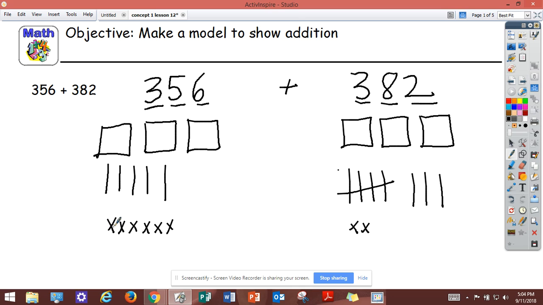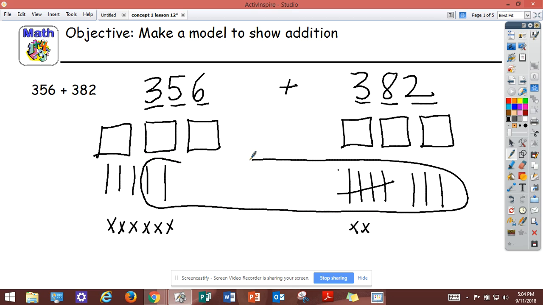Now we're going to start by looking at our ones and seeing if we have enough to make a 10. So we have 1, 2, 3, 4, 5, 6, 7, 8, not enough to make a 10. When we move to our tens, we have 5, 6, 7, 8. And if we take 2 from here, we actually can regroup these. So these 10 tens can actually be brought up here to make 100. 10 tens are 100.